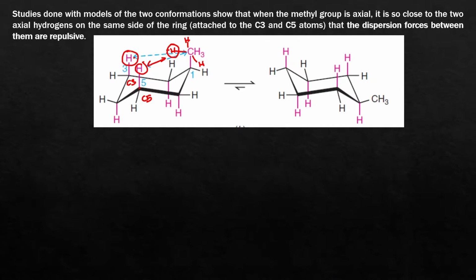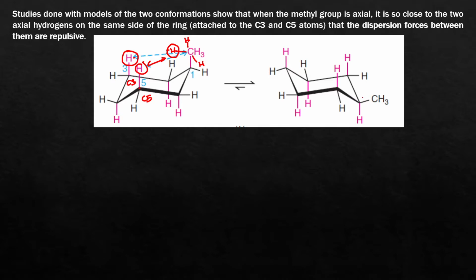Due to that repulsive force, this methyl cyclohexane, where the methyl group is at the axial position, has higher energy. However, after the ring flipping, the methyl group goes into the equatorial position, and in that equatorial position you can see that there is no 1,3 or 1,5-diaxial interaction.